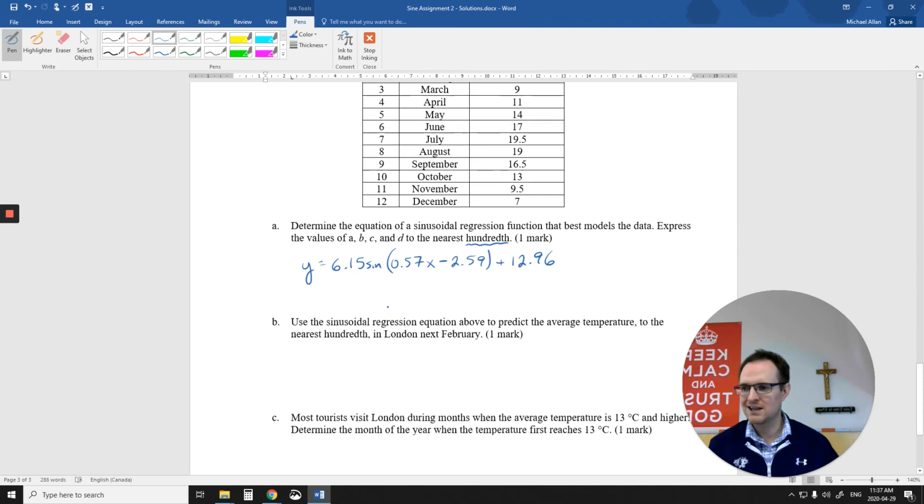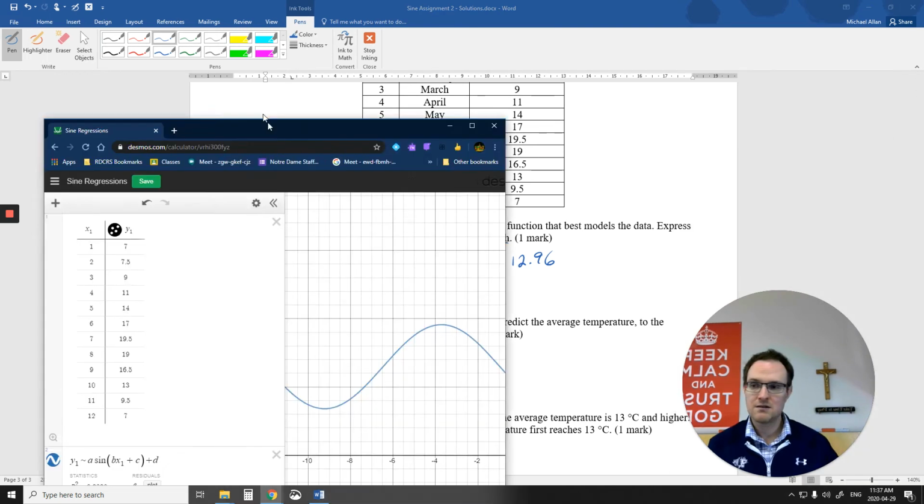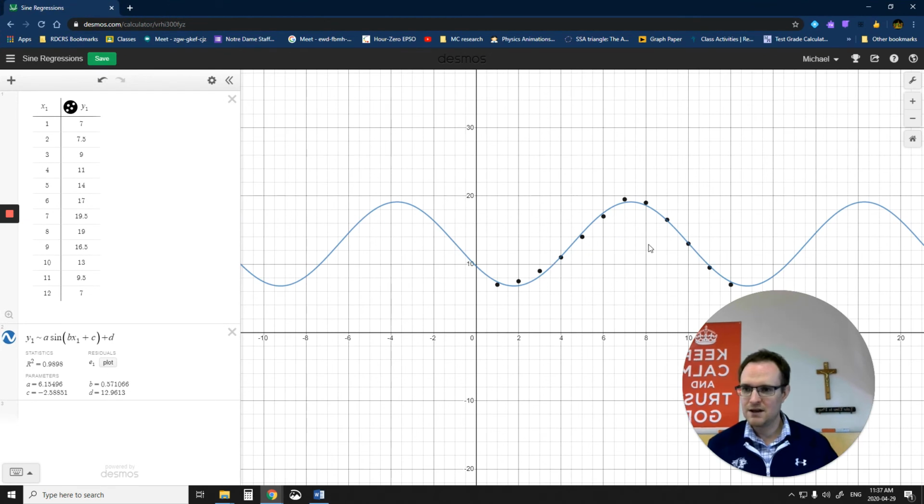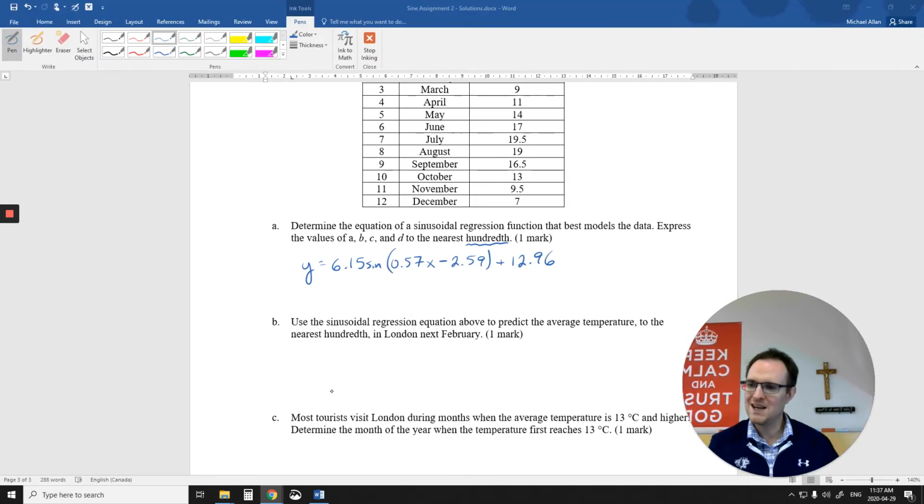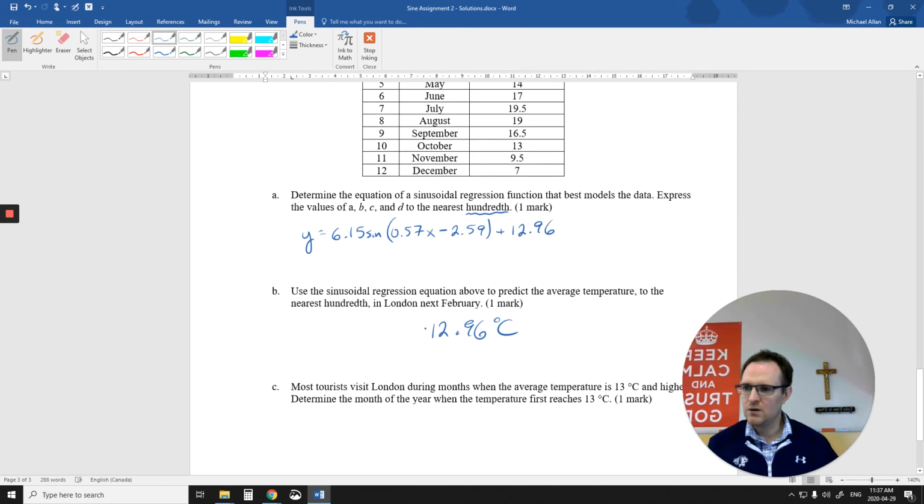Using the regression, what is the average temperature in London to the nearest hundredth? So my average temperature is probably going to be the line that goes right down the middle, right? That's going to be my midline of this graph. So I'm going to say this is 12.96. I think it's in degrees Celsius, right? Yep, it's degrees Celsius. That's the average temperature in London. Oh, never mind. That's the average temperature overall. What am I looking for? I'm looking just for February. Where's February?